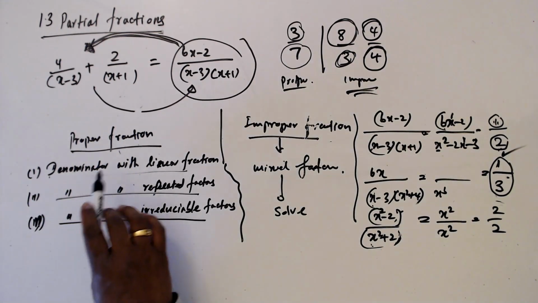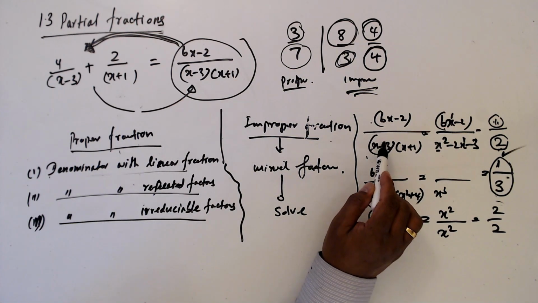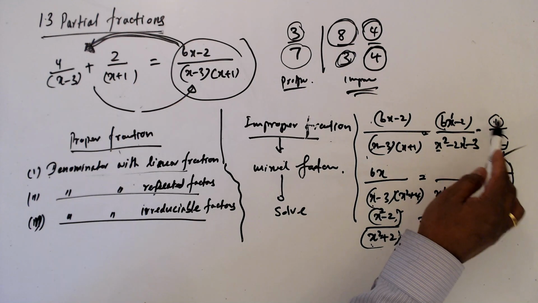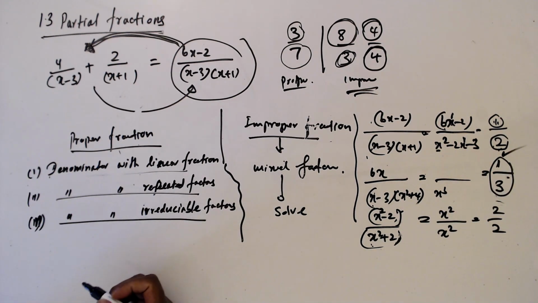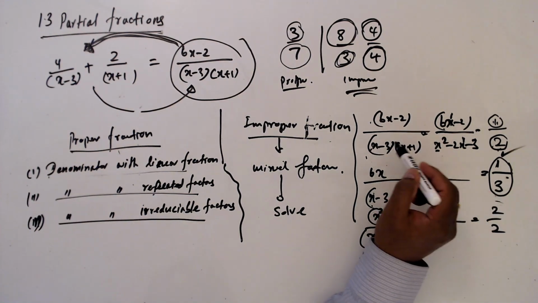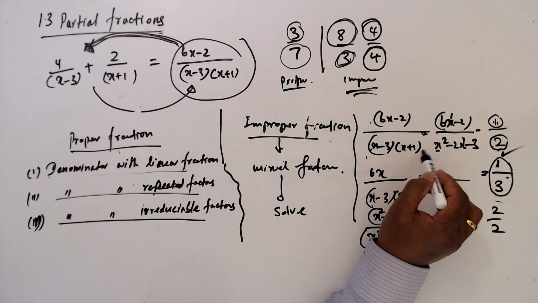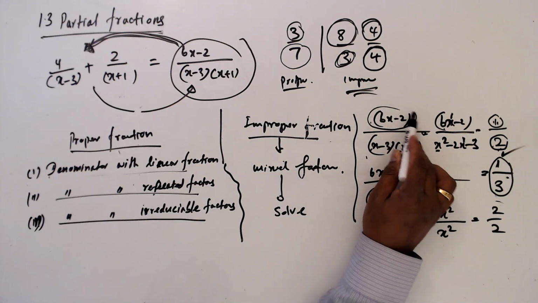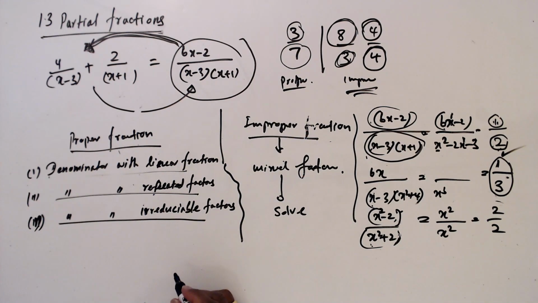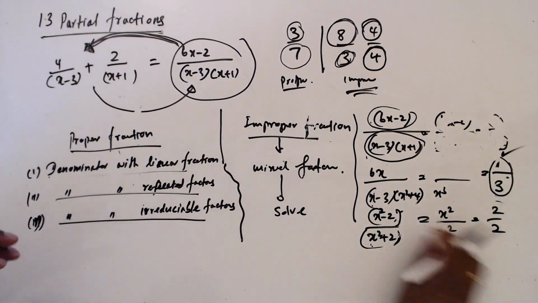So how do we check proper or improper? We check the highest power of the numerator and the highest power of the denominator and write them as a fraction. Or simply, if the highest power of the numerator is less than the highest power of the denominator, then that is a proper fraction. Likewise, you don't need to do anything more; by observation you can do it.